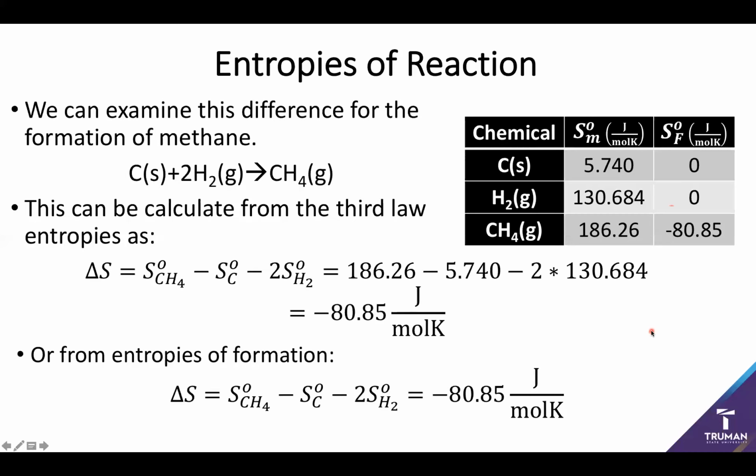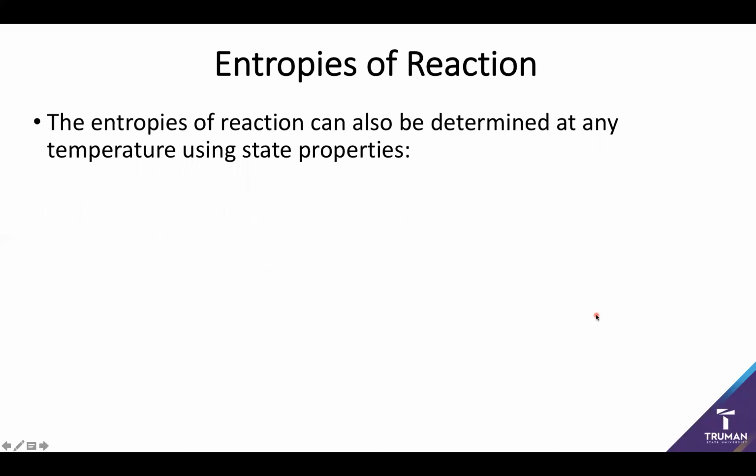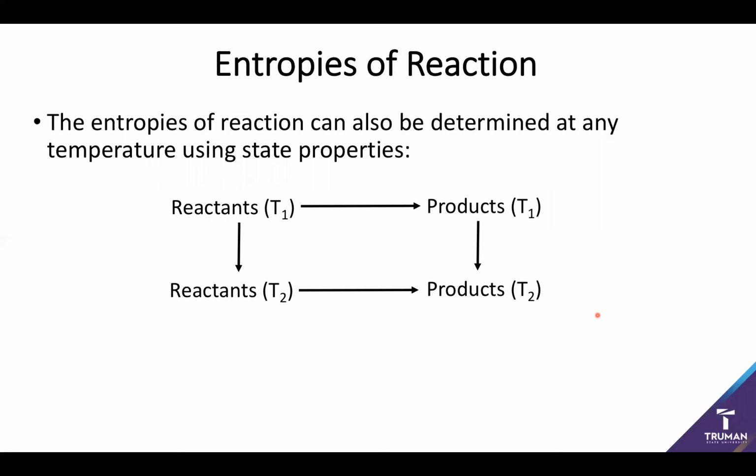However, one of the other things we have to acknowledge is that most of our entropy values that we look up in tables are given at standard state conditions. So 298. Unfortunately, a lot of the reactions we care about aren't always run at 298 degrees. So we need to be able to account for any potential corrections due to temperature. And we can essentially do this in a very similar way that we corrected for our enthalpy values, by using a thermodynamic cycle and the feature of state properties.